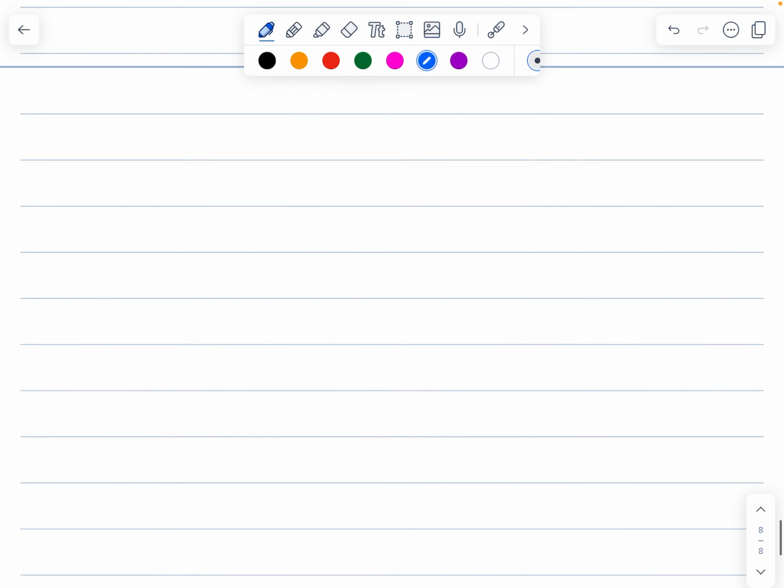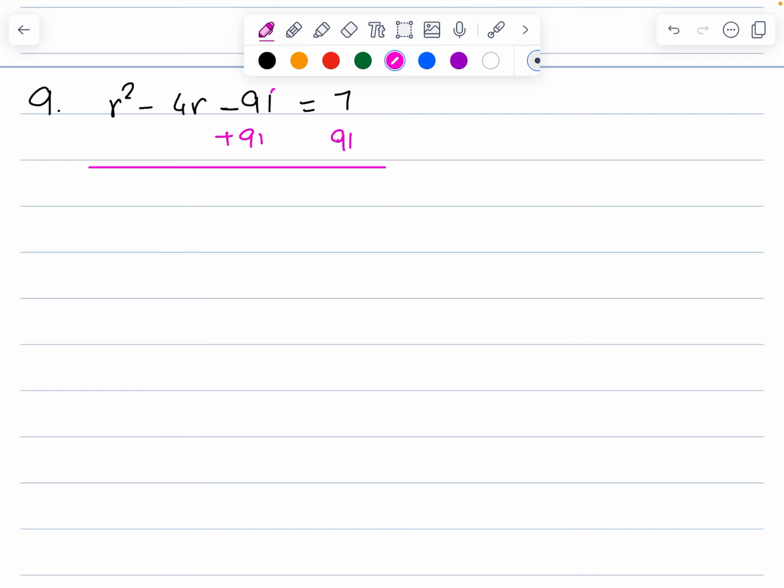That's question number 8. Coming to question number 9. r squared minus 4r minus 91 equals 7. I am going to add 91 on either side, so 91 cancels. r squared minus 4r equals 98. 4 divided by 2 is 2. 2 squared is 4. Add 4 on either side. So this is (r minus 2) whole squared equals 102.